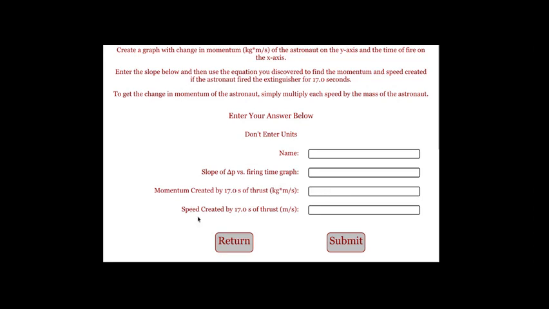The last part, the speed created by that thrust, that 17 seconds of thrust. Well, speed is just momentum divided by mass. So you're going to take the momentum you got above right here and divide it by the mass of the astronaut to get the answer here. Once you do all that, you can hit submit.